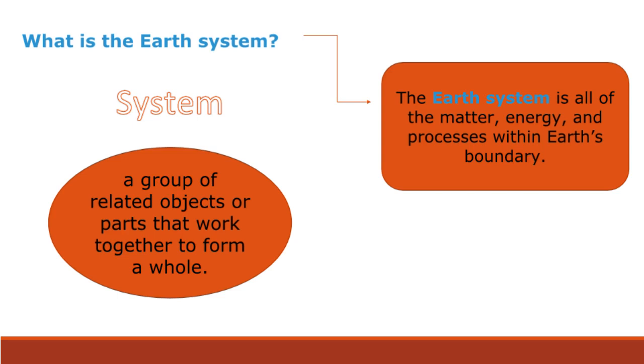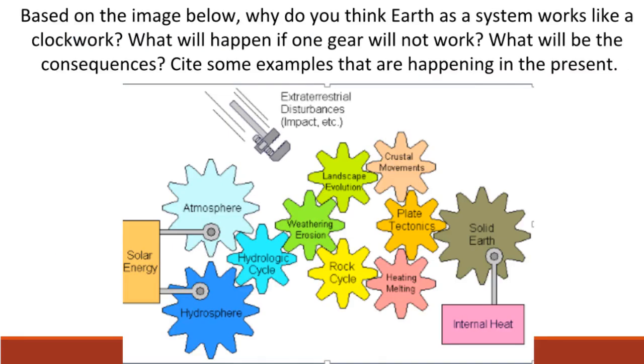Now, let's try to relate it to the present time. Based on the image below, why do you think Earth as a system works like a clockwork? What will happen if one gear will not work? What will be the consequences? Cite some examples that are happening in the present. I am just going to leave this activity to you for you to ponder upon yourself. Why do we need to protect our Earth?